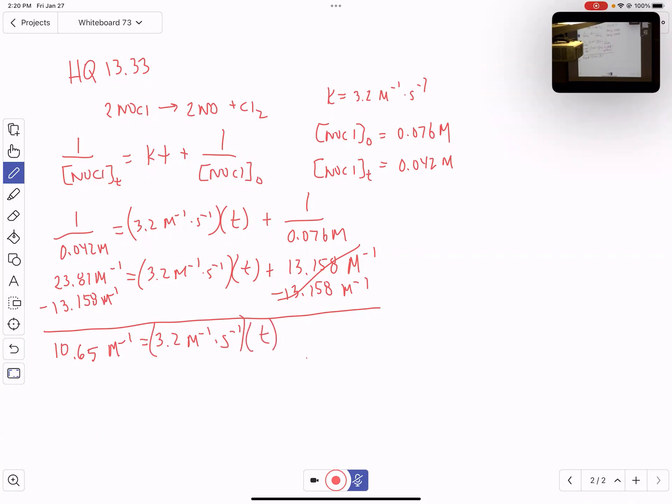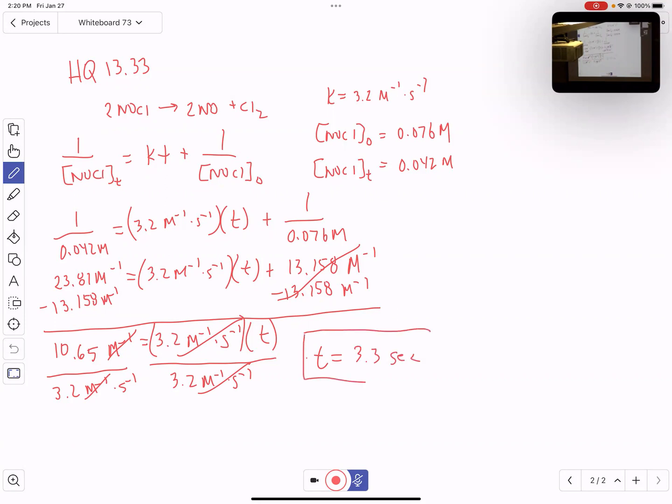And then the last thing we want to do is divide by my rate constant to get time by itself. So divide both sides by that 3.2 inverse molar inverse seconds. That cancels out, molarity cancels out, and when we divide, we can flip the inverse seconds to the top. If I divide by 3.2, we're going to get like 3.3 or something like that. Yeah, I get time equals 3.3 seconds for that reaction.